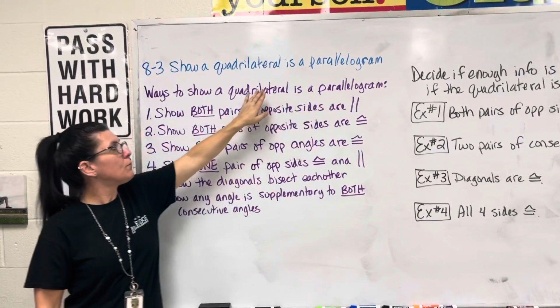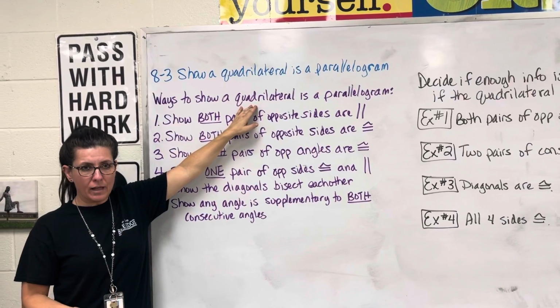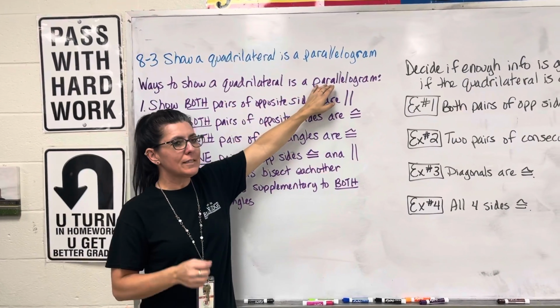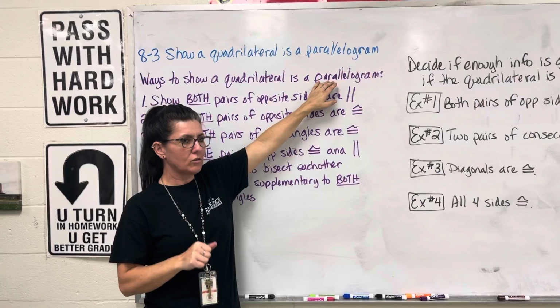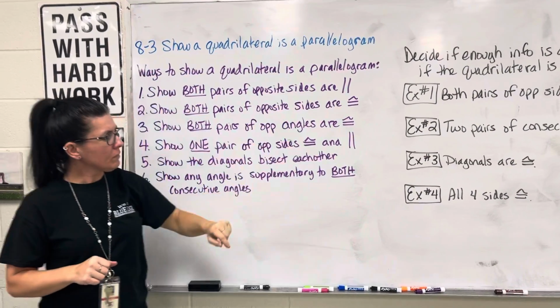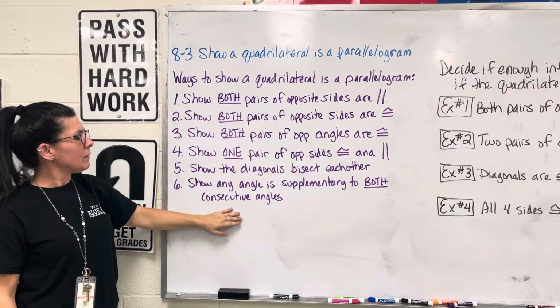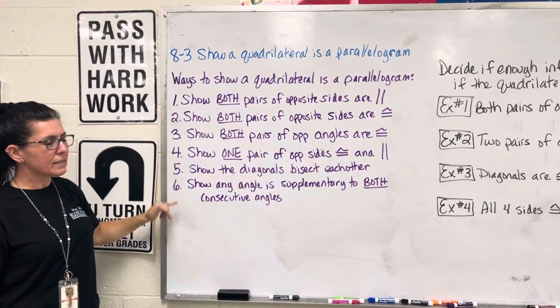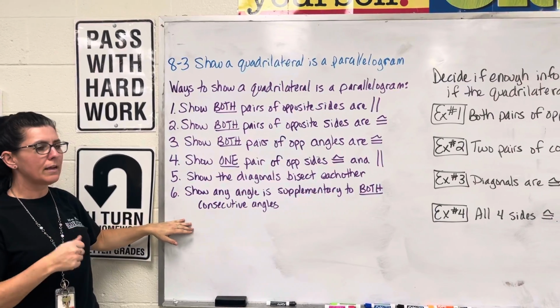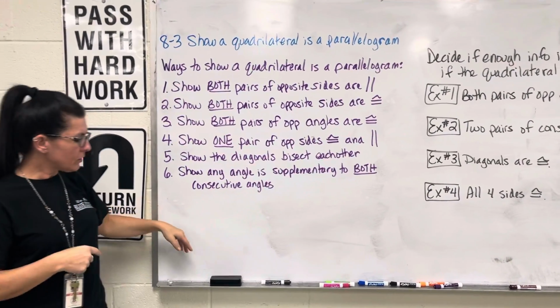So again, any four-sided figure is a quadrilateral. A parallelogram is a specific kind of quadrilateral. I'm not going to go through all of these. You guys can read them. We're going to go through some examples. But again, one of these 6 has to be true in order to call it a parallelogram. So let's look at some examples.